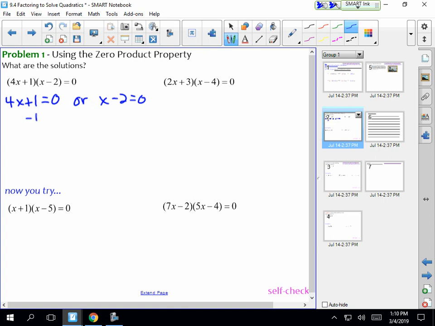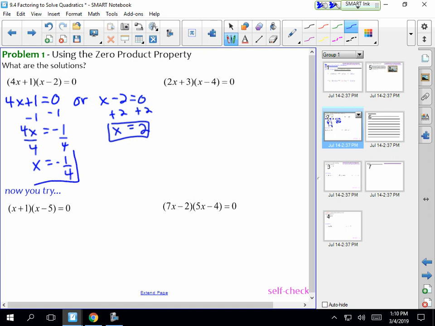Here is what it looks like solving 4x plus 1 equals 0. It takes us back to the two-step problems from earlier in the course. Subtract 1 from each side. 4x equals -1, and then the second step is divide by 4. And so I've got x equals -1/4. That's one of the solutions. The other solution I can get by adding 2 to each side. So I have x equals 2. And you can go ahead and box them.